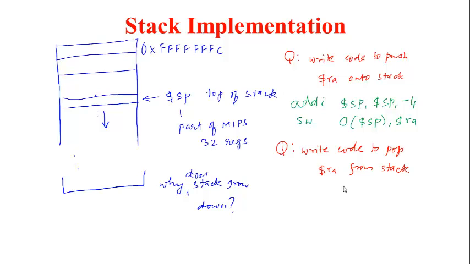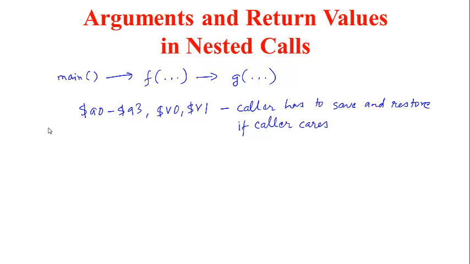Now the next question is, can you write the assembly code to pop $RA from the stack? This is the solution. We have to load from the current top of the stack $SP onto $RA, and then we have to increment the stack pointer, which denotes that the stack is being popped. Now what if there are arguments and return values in nested calls? So in the same example as earlier, main calls a function f which has arguments as well as return values. F in turn calls g, which also has arguments and return values.